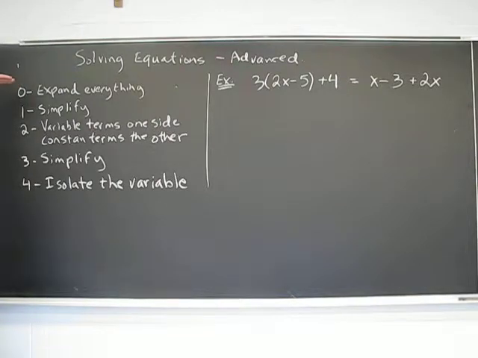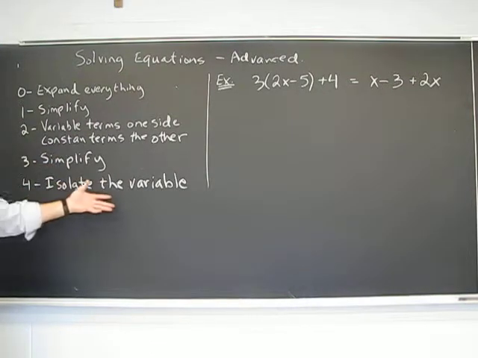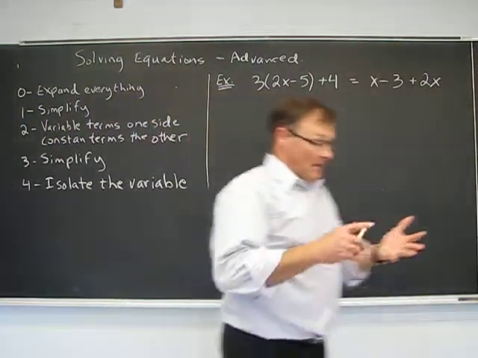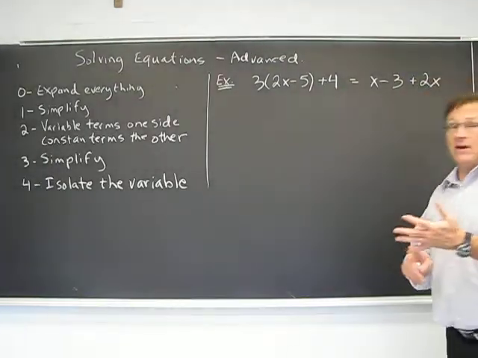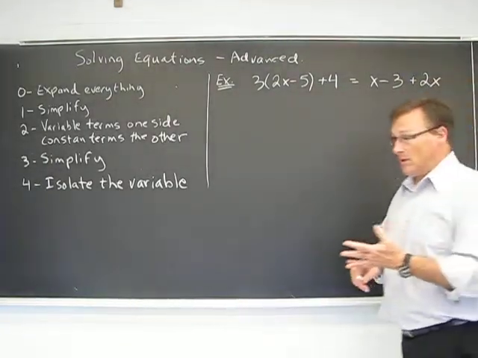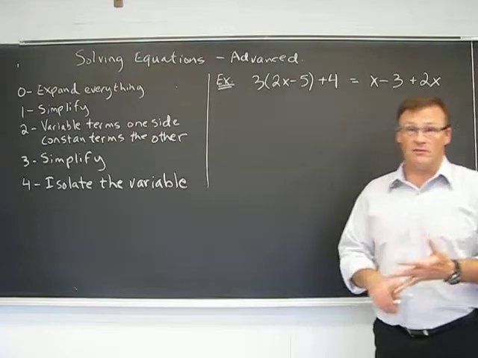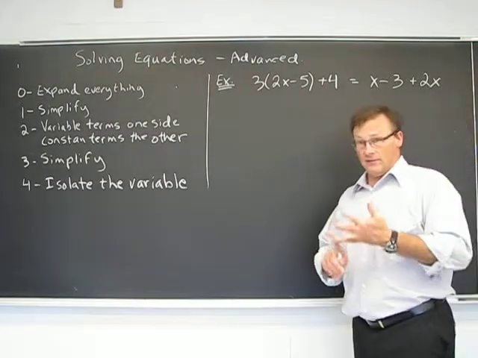The first thing is you want to turn it into a form that you're used to, so you're going to get everything into terms and then simplify, then move the terms, basically separate them, and then simplify again and isolate the variable at the end. And that's going to be by either dividing by the coefficient or multiplying by the reciprocal of the coefficient of the variable if it's a fraction.